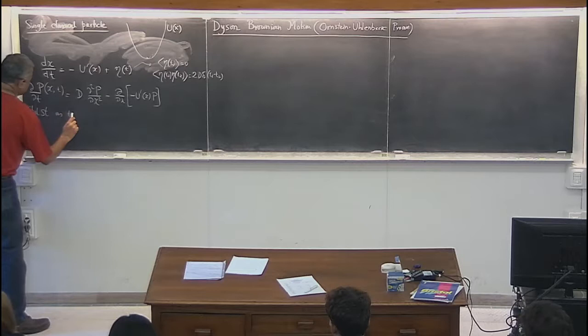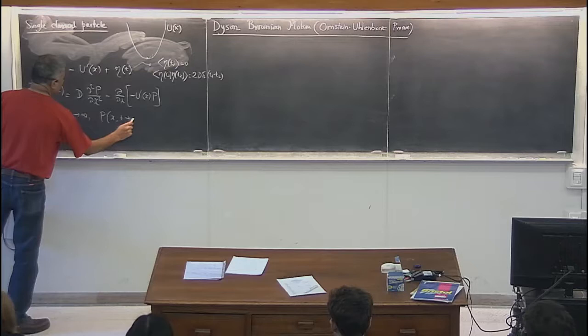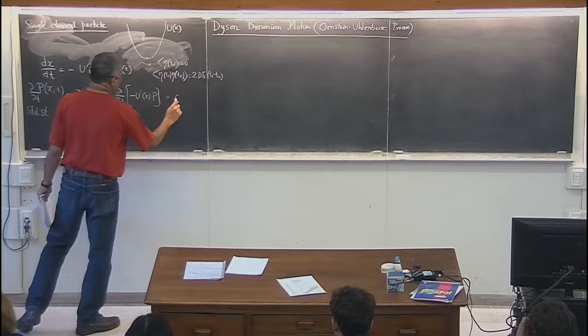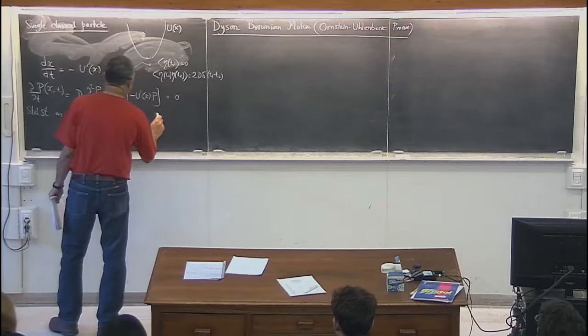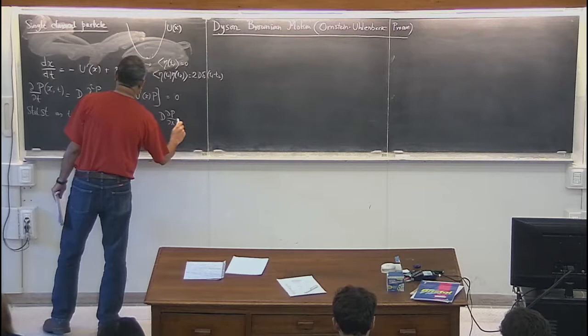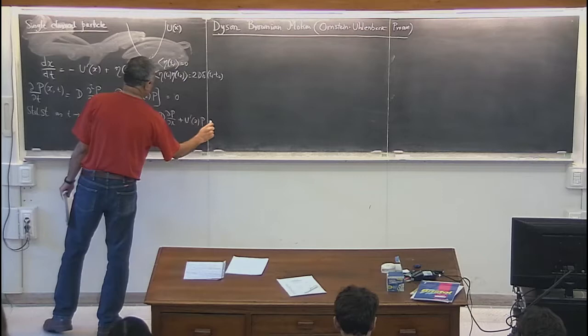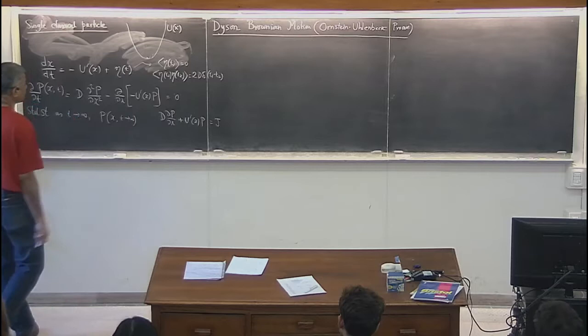What that means is that P of x,t will become independent of time. So you can just set del P del t equal to 0. Then if you solve this equation, you can write this as a total derivative, del x of this current, equal to a constant, and this is the current. And if the system goes into equilibrium, then we set this current to be also zero.